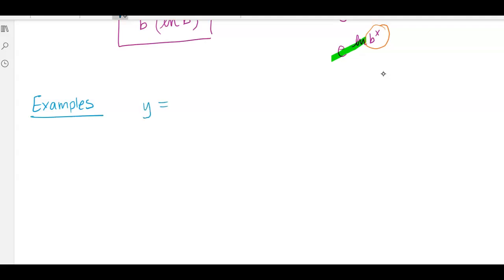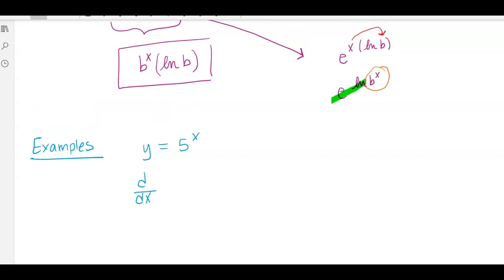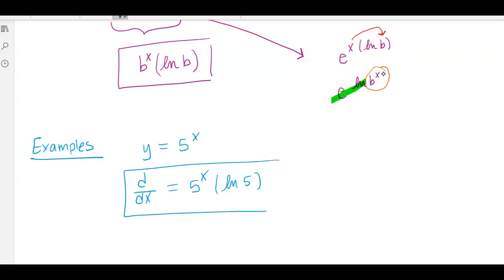The easiest one is just saying, what's the derivative of 5 to the x power? Looking at what we have right up above, we're going to write 5 to the x, and then we're going to tack on the natural log of the base, which is 5. Done. That's it.